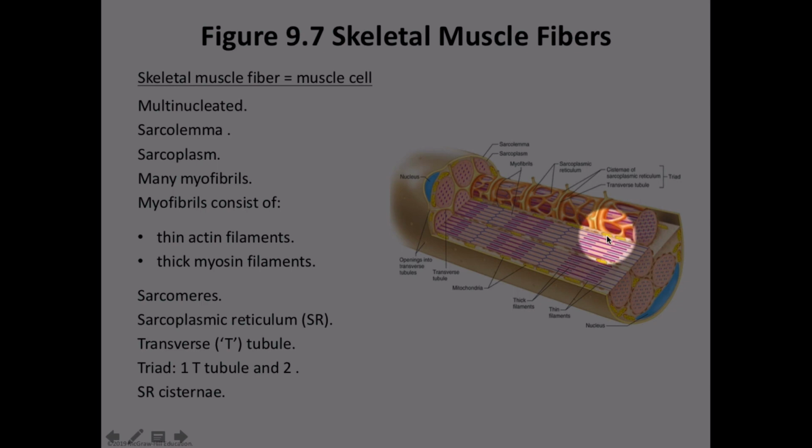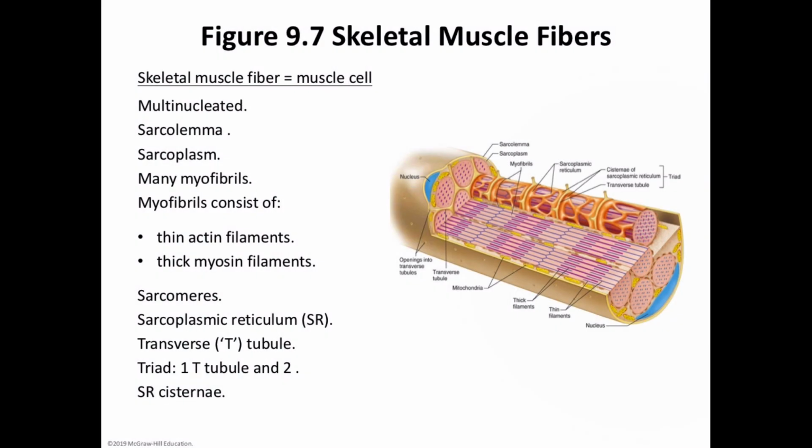Those T tubules do that to allow the nerve impulse to get deep within the skeletal muscle fiber. So again, the transverse tubules, the T tubules, form a triad with the cisternae of the sarcoplasmic reticulum, two of those and one T tubule. It allows the nerve impulse to get deep within the muscle fiber so contraction can ensue. It must occur.